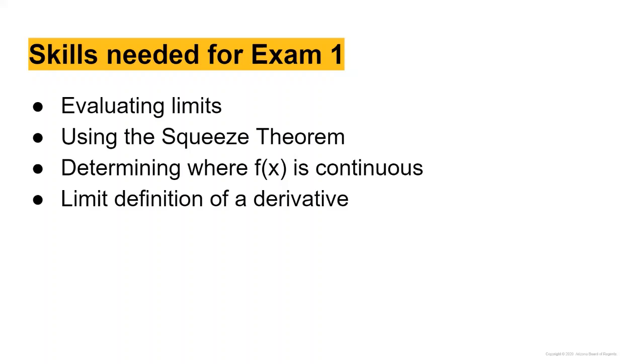Apart from that, there is determining where f of x is continuous, which would be really similar to graphs. We'll be looking for piecewise functions. And apart from that, there will be the limit definition of a derivative. Derivative is something which will mainly be covered in chapter 2 and the mastery exam. But the part where limits and derivatives are linked together to maintain a continuity, no pun intended, is this.